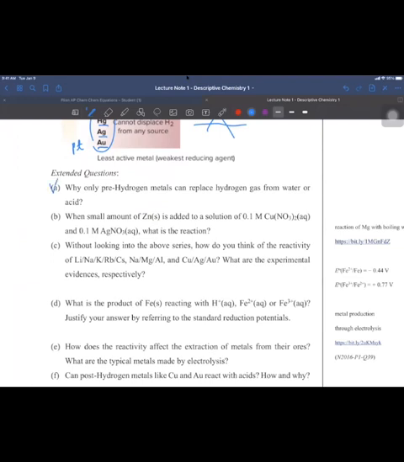So I think we already answered this question, because those metals have a more negative standard reduction potential than the SHE, the standard hydrogen electrode. This one is 0 volts. And all of the pre-hydrogen metals, they are negative, right? Makes sense to you?